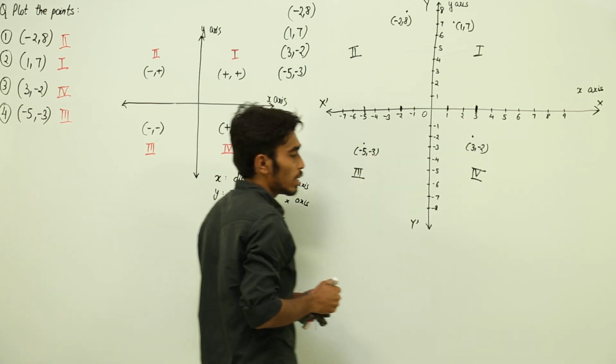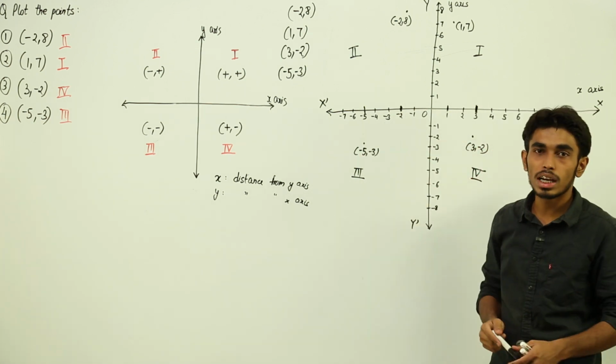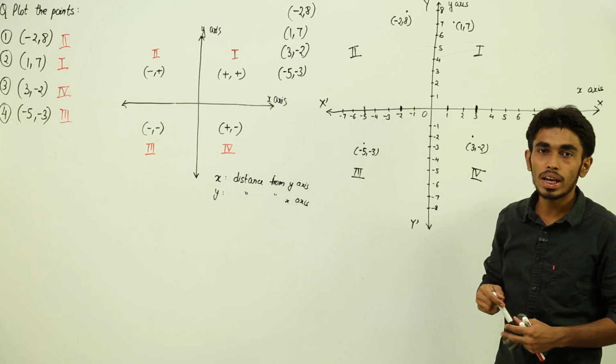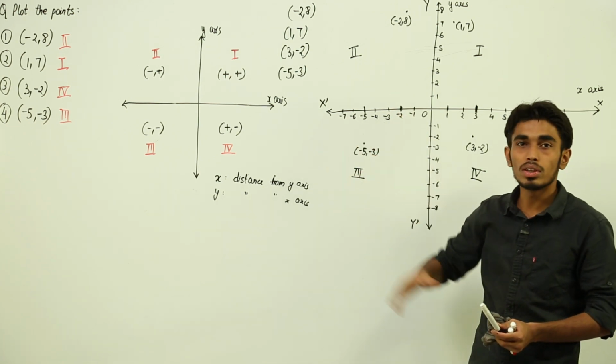So we can verify that all the points are plotted and they correspond to the quadrants that we mentioned earlier, right? So this is a way to plot the points. We have already discussed many questions on this concept.